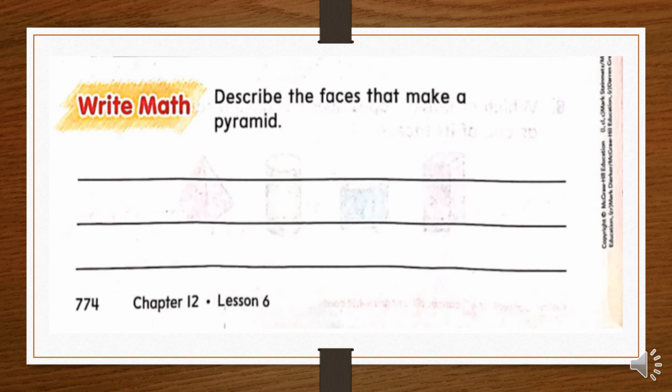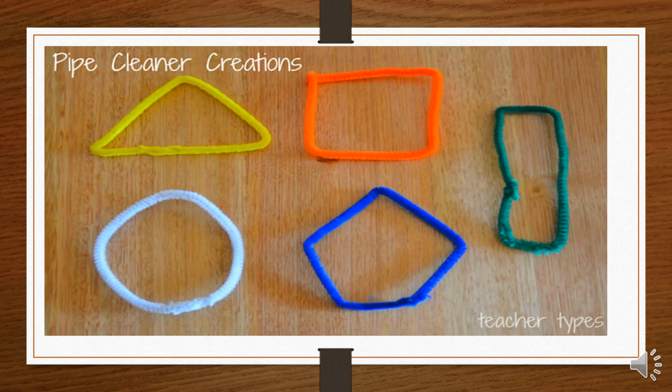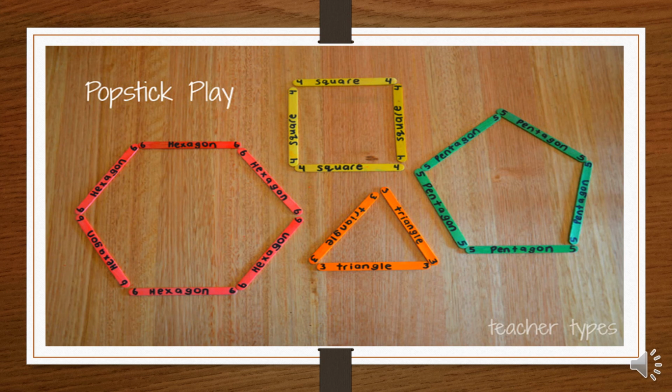Okay, now it's activity time and it's optional if you want to practice more or have fun doing some shapes. First, you can use pipe cleaners to create shapes, or you can use pop sticks to create your shapes, and you write the name of the shape and the number of sides. All of these are 2D shapes.